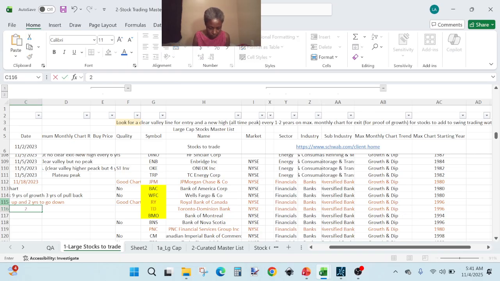So 2 years of growth, including 1 year of new highs, and 2 to 3 years of pullback or drop. Let's just put it like that. So this is going to be a yes.